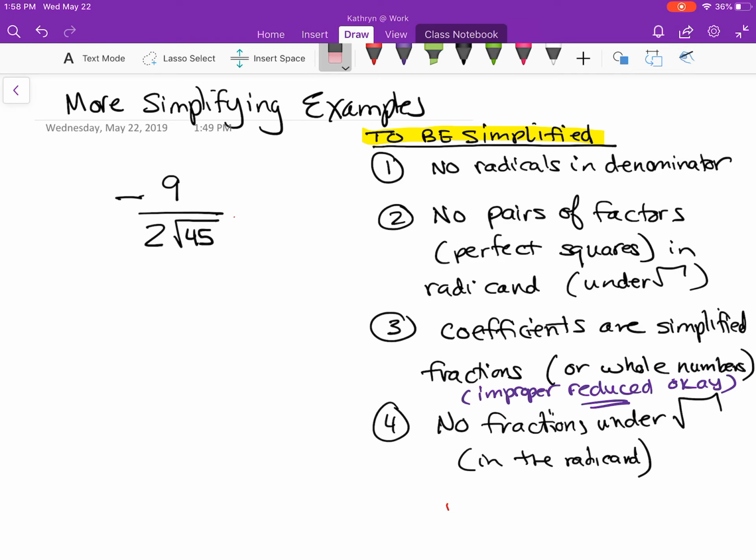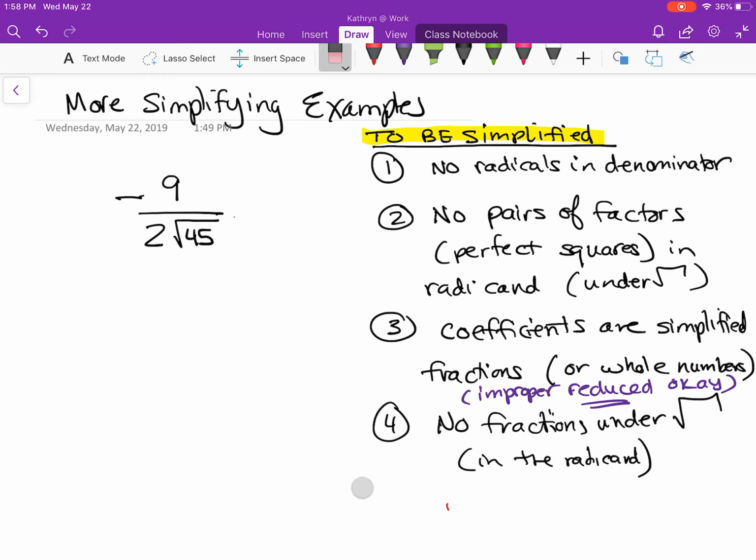And I'll check out criteria number 4. No fractions can be under a square root sign, or in the radicand. Right now, all I have is a 45 in a radicand. Criteria 4 would look something like 9 over 5 underneath the square root sign. That would be something I'd have to manipulate to meet criteria number 4.